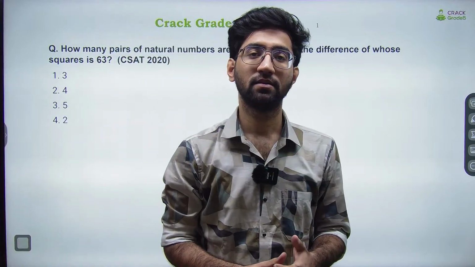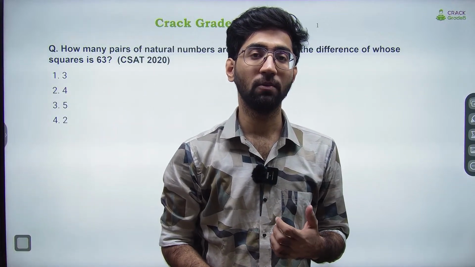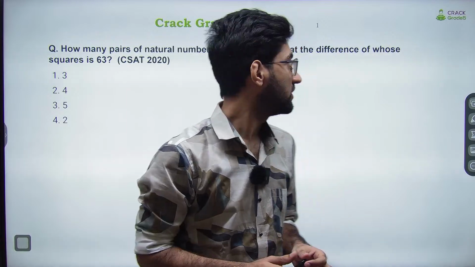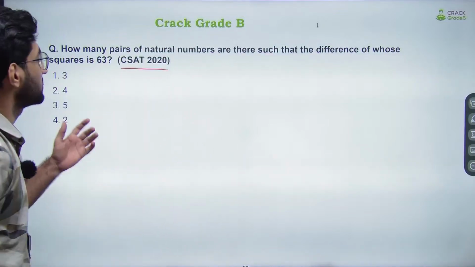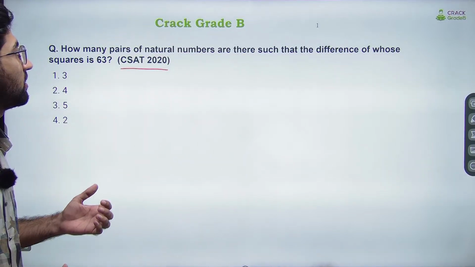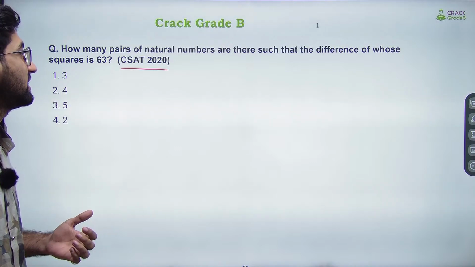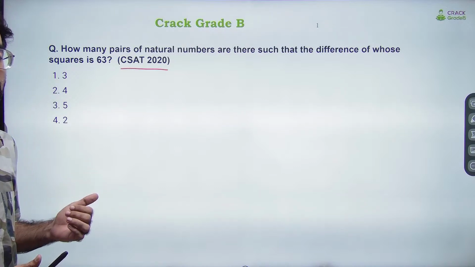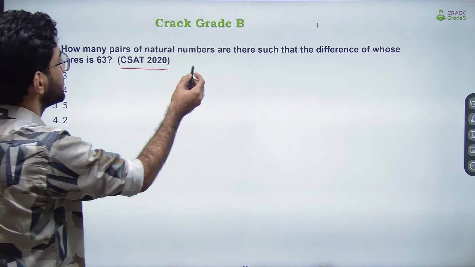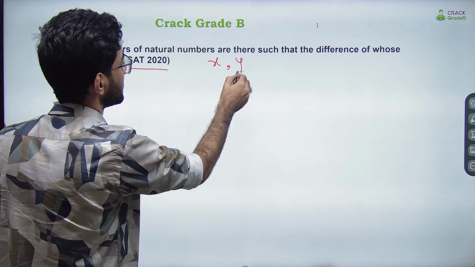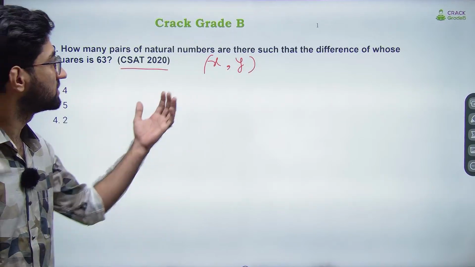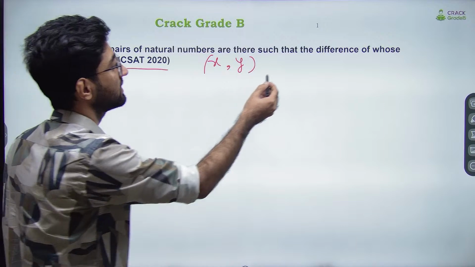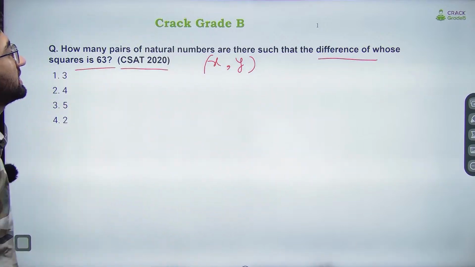Hello everyone. In this lecture, we will solve an interesting question that has been asked in UPSC CSAT 2020. The question is, how many pairs of natural numbers are there such that the difference of whose squares is 63? So if we assume that those two natural numbers are x and y, and it has been given that the difference of whose squares is 63.